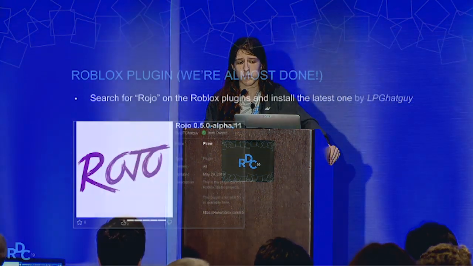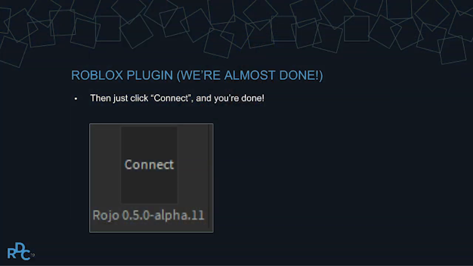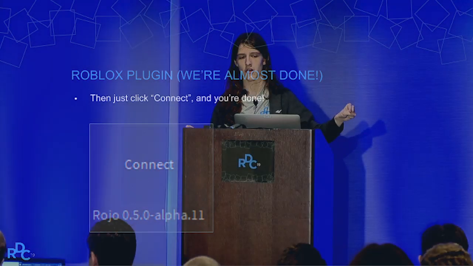Then we're going to find the Roblox plugin for it. So search for Rojo on Roblox plugins. Install the latest one by LPG Hat Guy. The current version, I believe, is 0.5.0 alpha 13. Make sure you get that one. Then you click Connect. You're done. That's all you have to do. Whenever you want to work on the place again, you just start it again in Visual Studio Code, and you click Connect. It's really fast. It works well. Again, you can search for the other extensions I mentioned on Visual Studio Code using the same search where you found the Rojo extension.